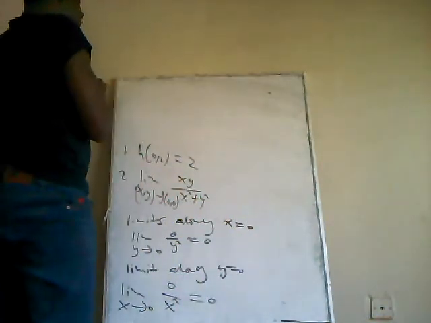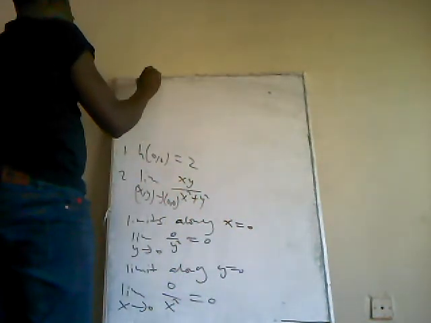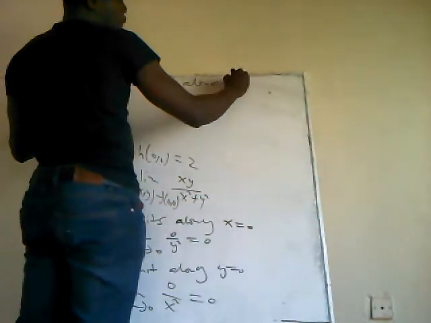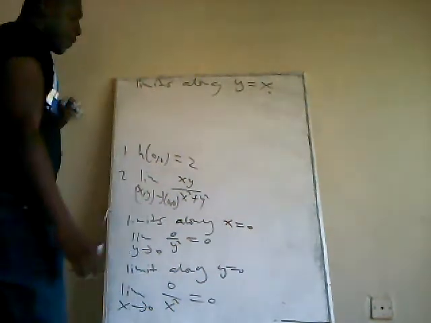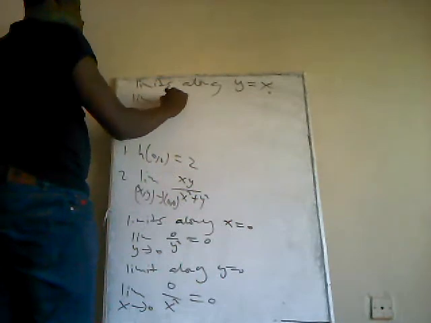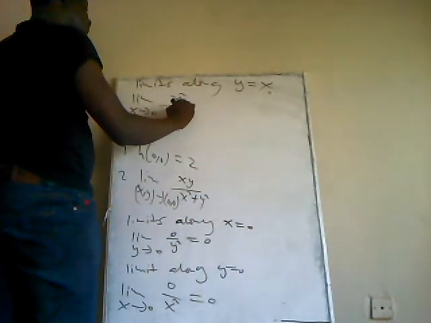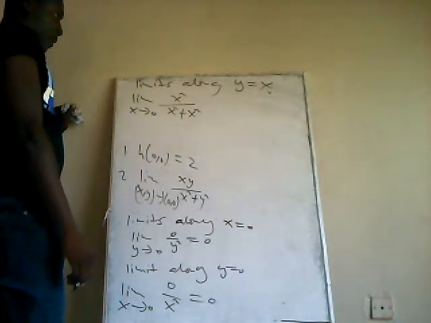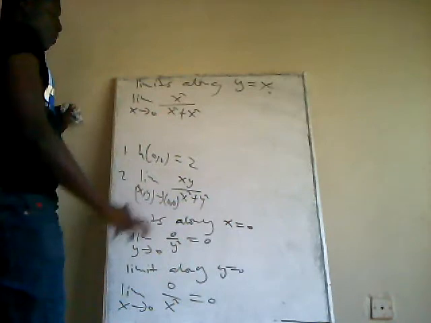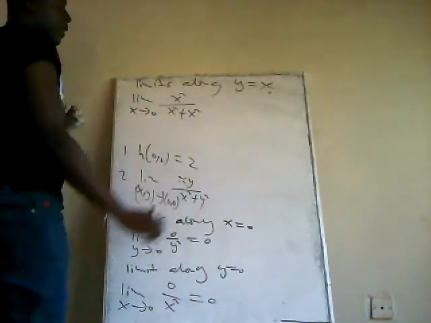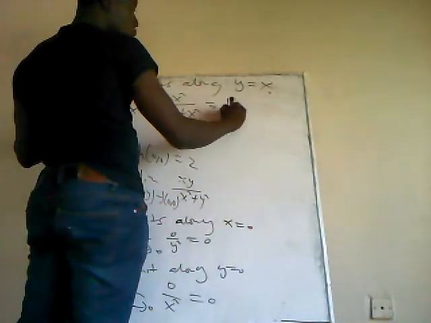Next, I find limits along y equals x. In place of y, I put x, and I'm going to have the limit as x goes to 0 of x squared over x squared plus x squared. I put x here, I get x squared here, okay? And clearly this is equal to half.